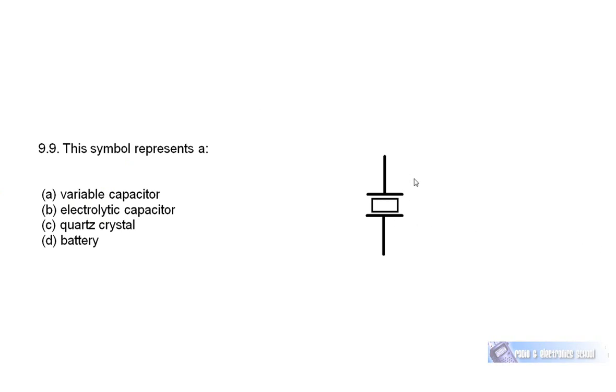Question 9.9. This symbol represents a quartz crystal. Quartz crystals are better than LC circuits. With an LC circuit, the resonant frequency is determined by FR equals 1 over 2 pi root LC. However, quartz crystals can be made to vibrate at radio frequencies as well. They're called piezoelectric crystals, and they're far more stable than LC circuits. So if you want real frequency stability, it's a quartz crystal oscillator rather than an LC circuit oscillator you would use. But for now, you just need to know what the symbol is for.